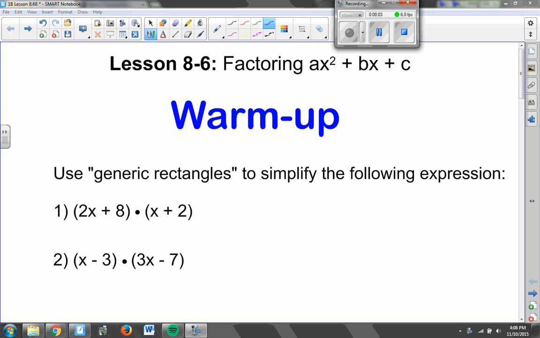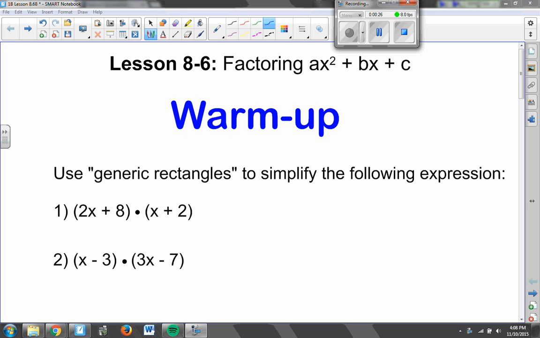All right, Algebra 1B students, welcome to part 2 of lesson 8.6 on our factoring of complex quadratics. We are going to apply today our diamond problems from yesterday and our generic rectangles to factor a quadratic that's a little bit more complicated.